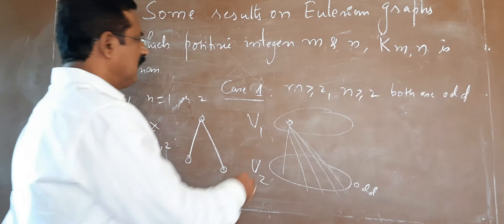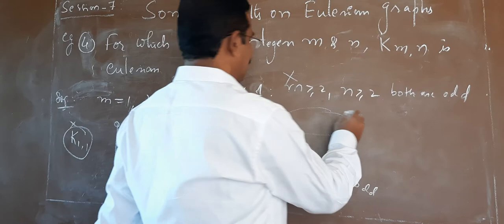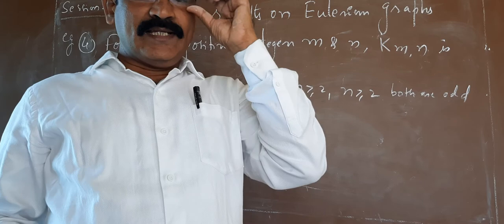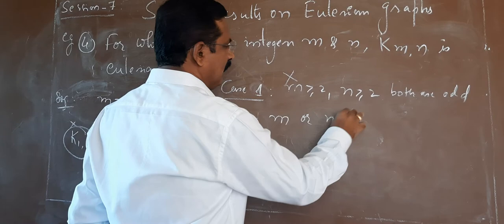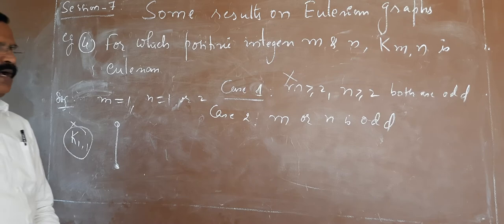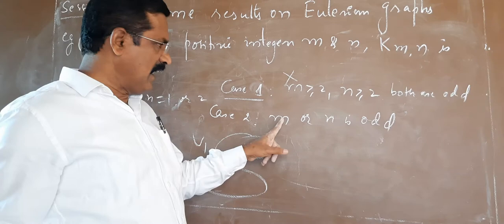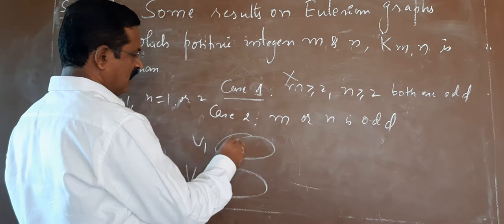So we consider another case, case 2. In case 2, we consider M or N is odd. Either M or N is odd. Of course, both are positive integers, greater than or equal to 2. Either M or N is odd. As I said, we are going to divide the set into two disjoint subsets. Suppose M is even, so there are an even number of vertices, and N is odd.